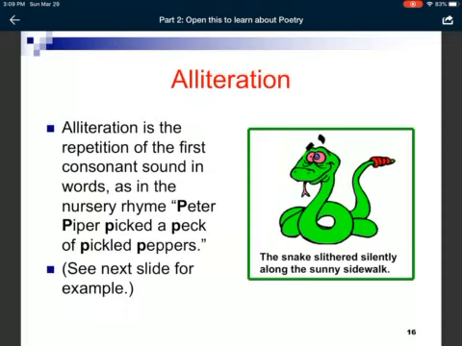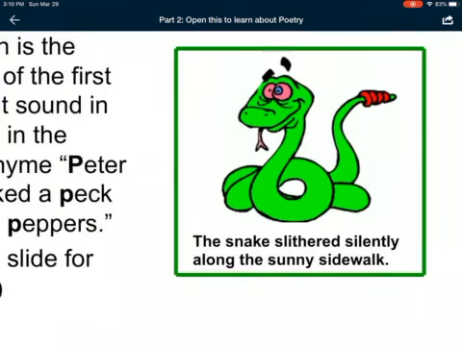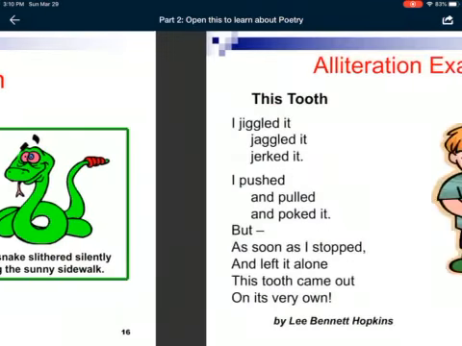Alliteration. Alliteration is repetition of the first sound in words. Like in the nursery rhyme, Peter Piper, oh man, I practiced it and I'm still struggling. Peter Piper picked a peck of pickled peppers. Or you can see this one. The snake slithered silently along the sunny sidewalk.